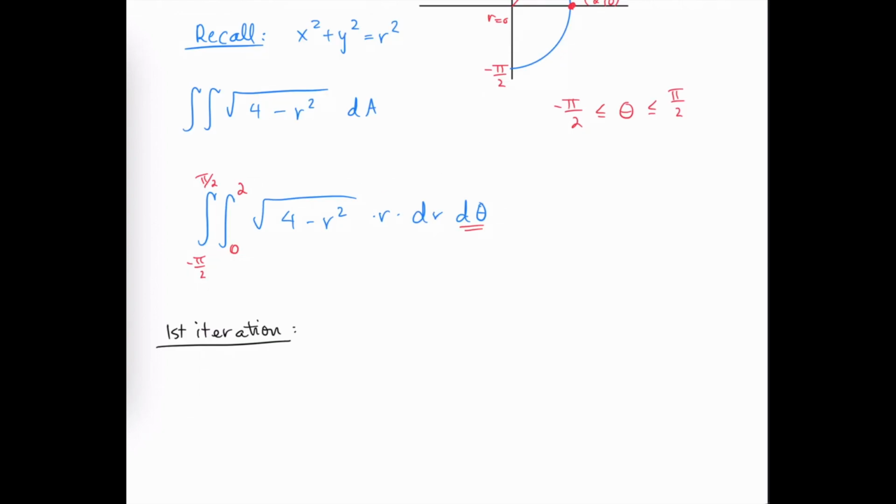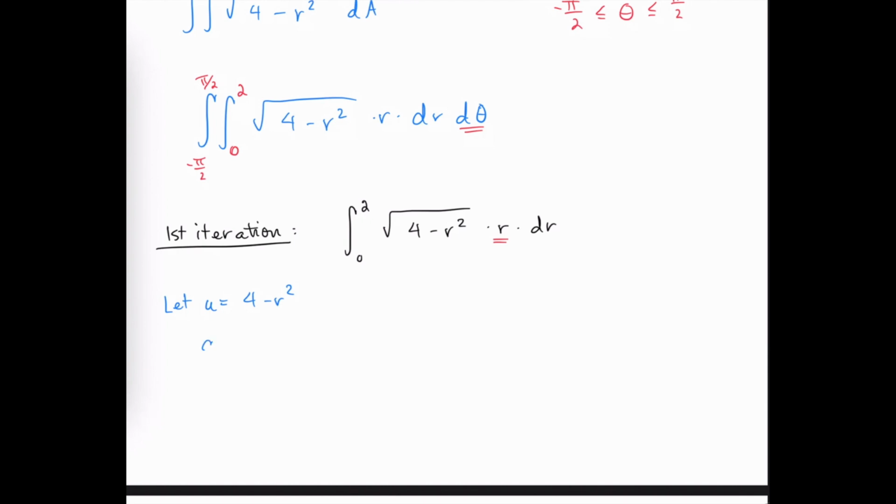So now let's evaluate the first iteration, which is from 0 to 2, square root of 4 minus r squared, r dr. And now because we have this factor of r here, that enables us to use a u substitution. If we didn't have this factor of r, we'd need to use trig sub, and in that case I might go back and try to integrate with respect to theta first to see if the integration would be easier. So we'll let u equal 4 minus r squared, and then du is equal to negative 2r dr. So we need a negative 2 here and a negative 1/2 outside. And now we have negative 1/2 integral of u to the 1/2 du, which is negative 1/2 times 2/3 u to the 3/2.